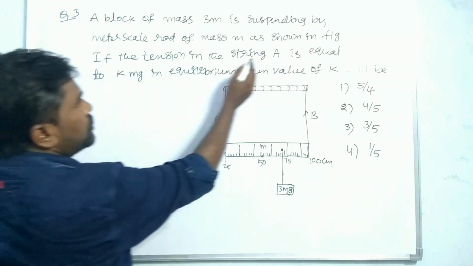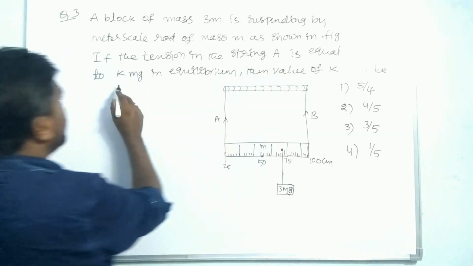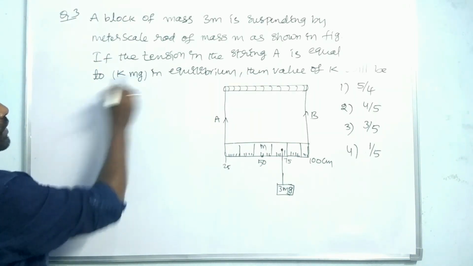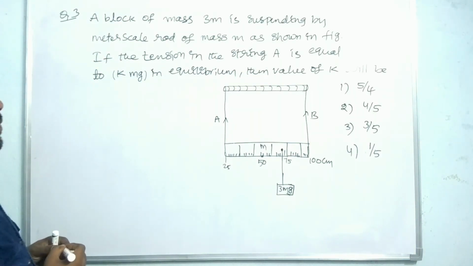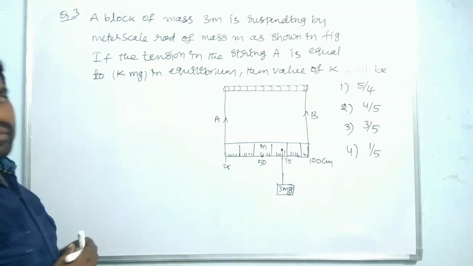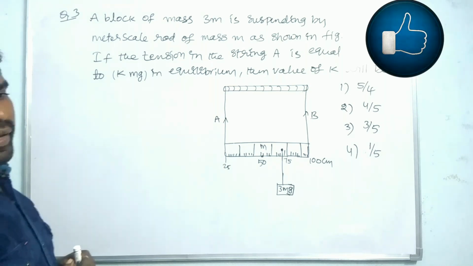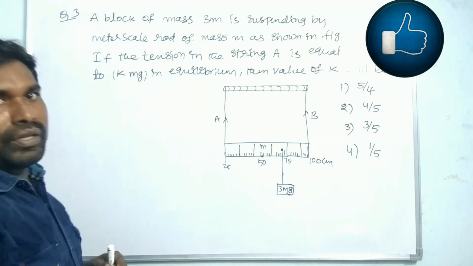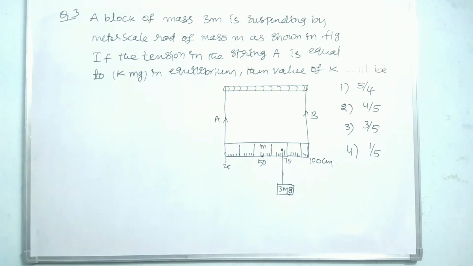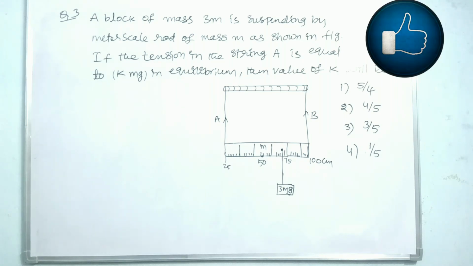If the tension in the string A is equal to kmg, in equilibrium, then what will be the value of k? You have to find that.